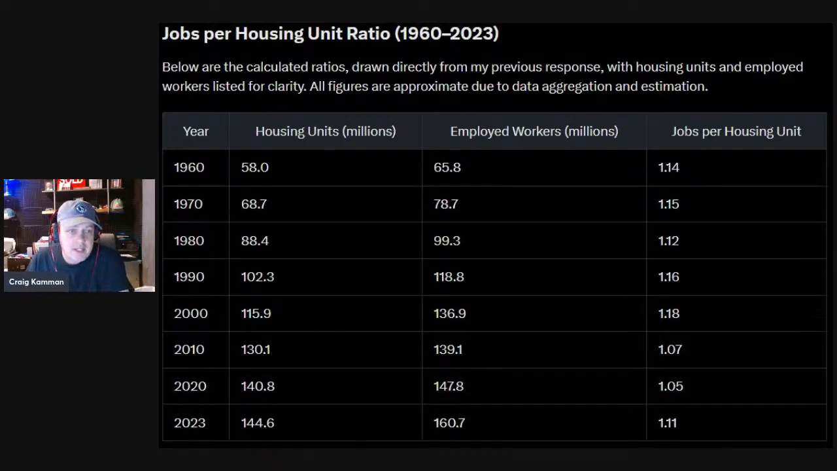So going back to 1960, that was definitely a huge expansion in the U.S. There were lots of jobs growing. We were the only industrialized country standing after the war, and we were still booming. 1.4 jobs per housing unit. So for every job, there was basically just over a house. And then in 1970, it was still kind of tight. And this is nationally.